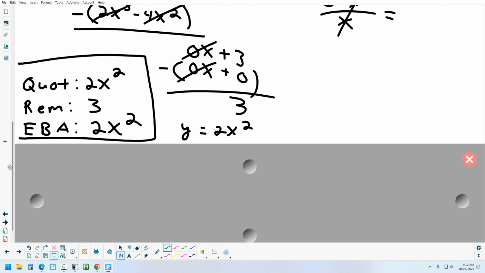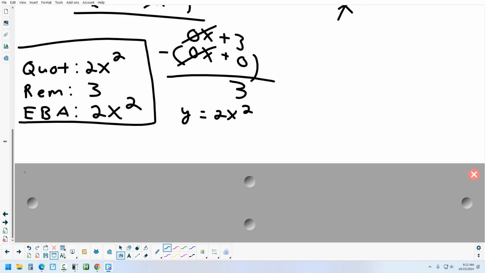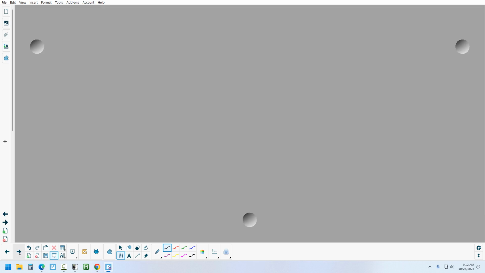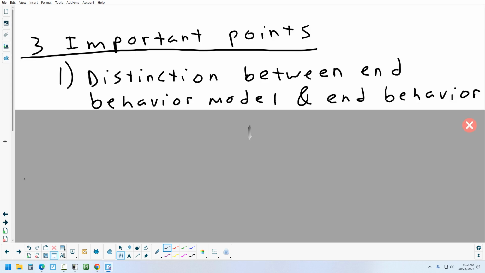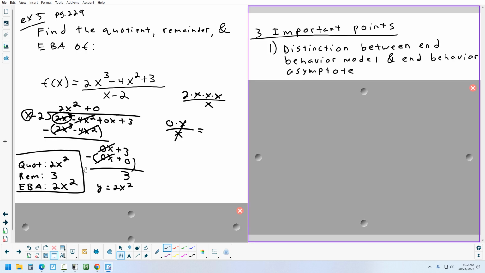Okay. Any questions on that? All right. So we've talked about two things now that sound kind of similar, but they are a little bit different. We've talked about EBM, that's end behavior model, and EBA. There is a difference in how you find them. The EBM, that's the fast one. All you have to do is take the highest degree term in the top, divide by the highest degree term in the bottom, and you're done.